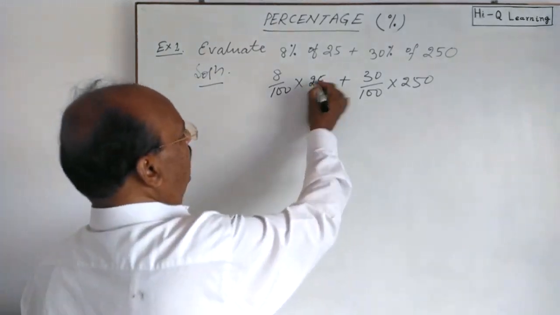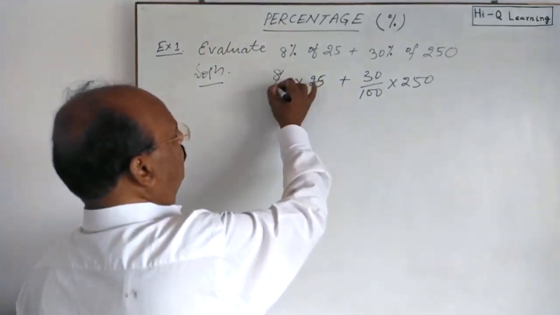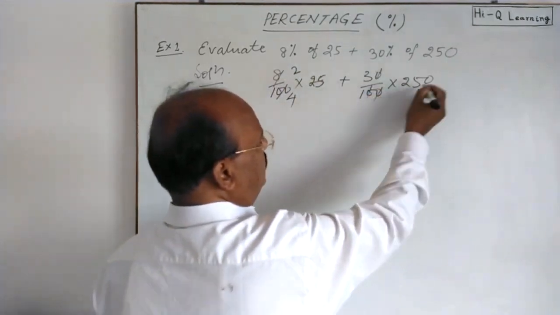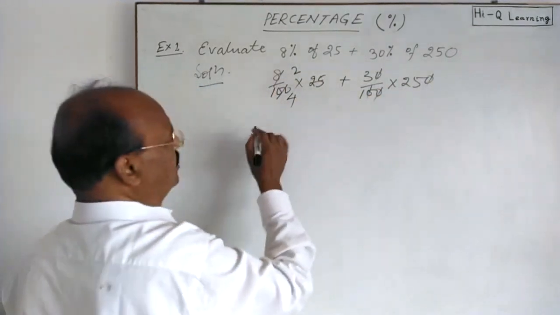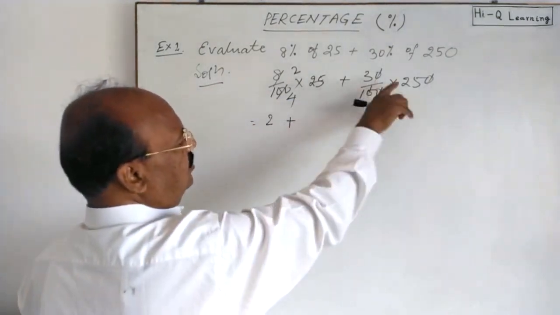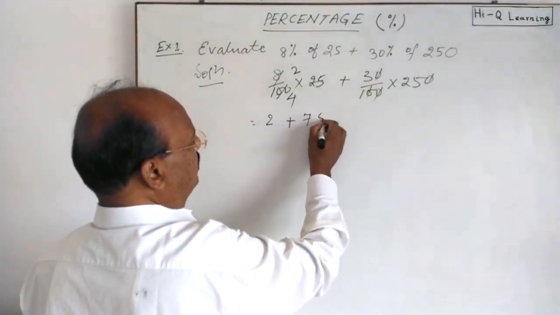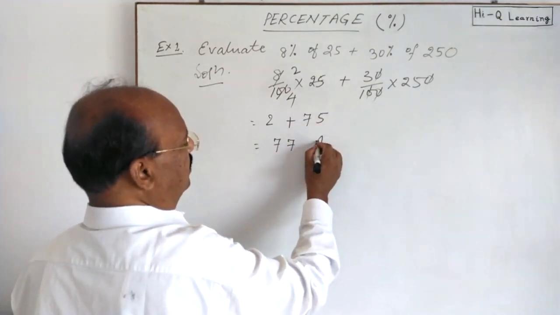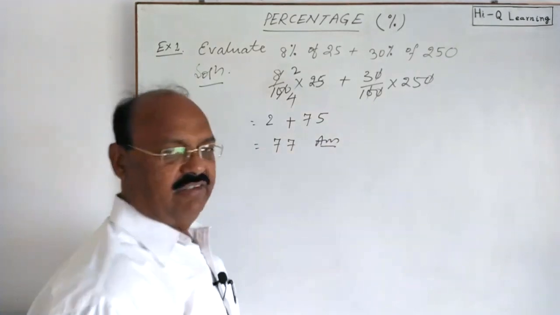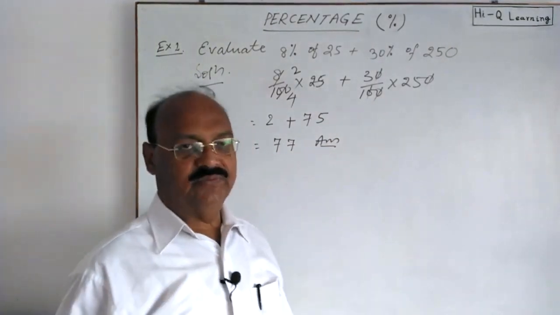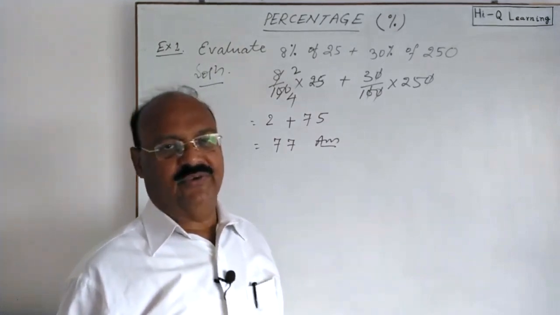So 25 4s are 100, 4 2s are 8. Here this 0 will cancel, again this 0 will be cancelled. So we are getting here: this is equal to 2 plus 3 into 25, that is 75. So finally here we are getting the answer 77. Very simple question.